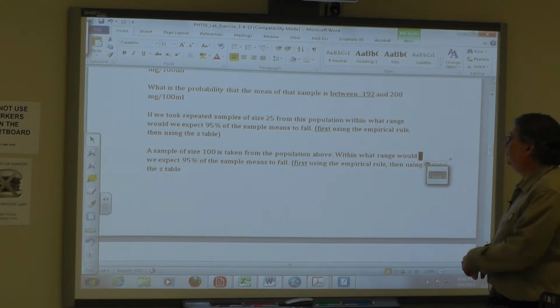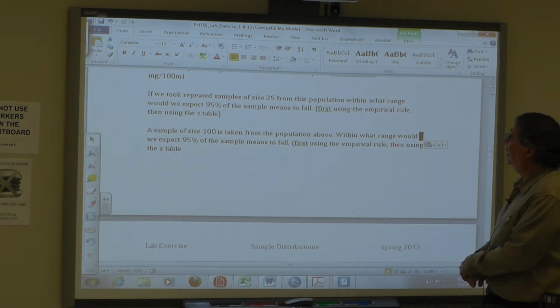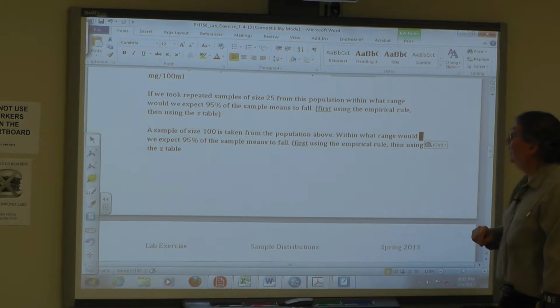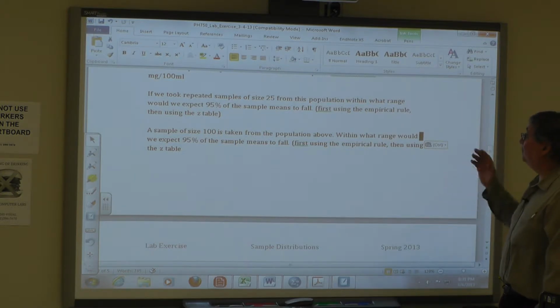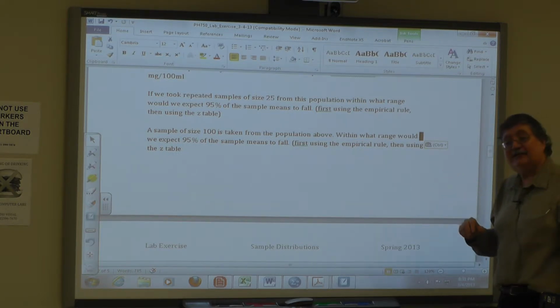Okay, sample size 100. Okay, let's see. I'm going to go to a sample size of 20. We're still in our sample size of 25. Okay, if we take a sample size of 25 from this population, within what range would we expect 95% of the sample means to fall?